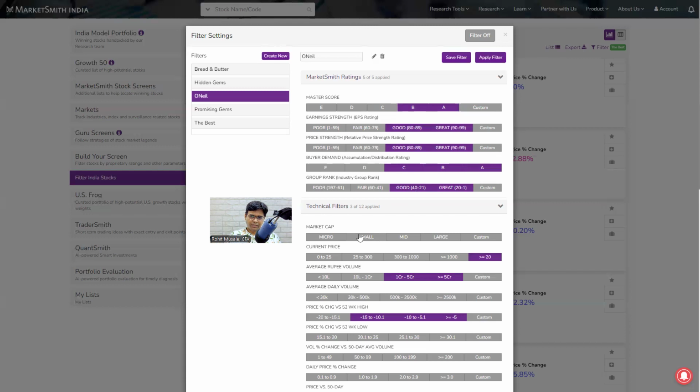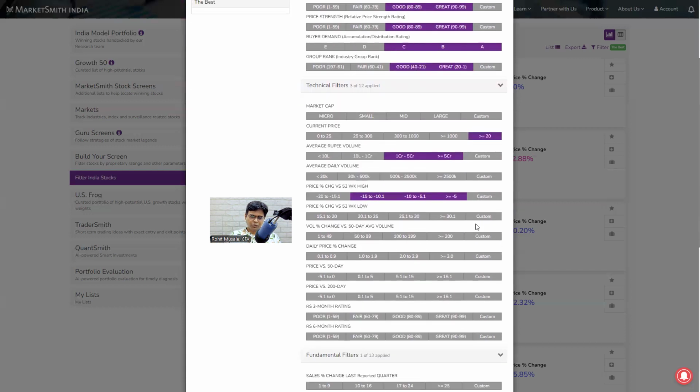Then we come to the technical filters. So the price should be more than or equal to 20. This is basically to avoid penny stocks. Then the average rupee volume, the average daily volume, should be more than a crore, which is 10 million Indian rupees. This filter is basically to avoid illiquid stocks.